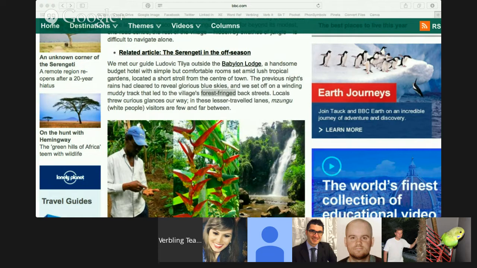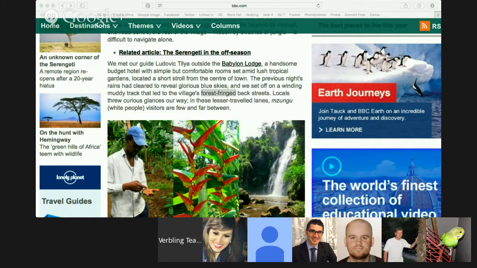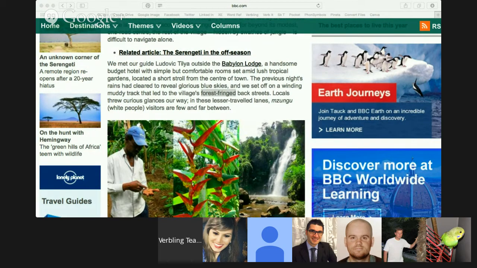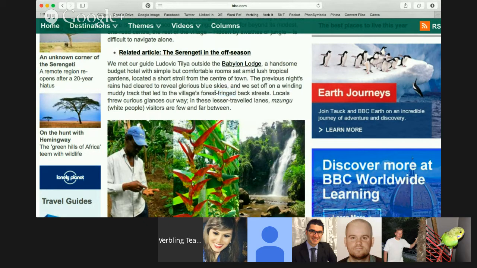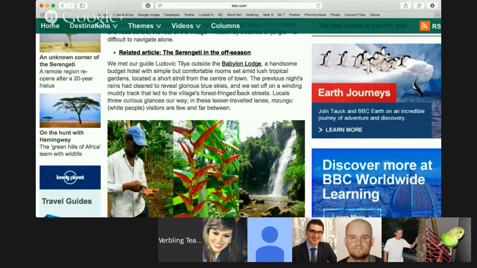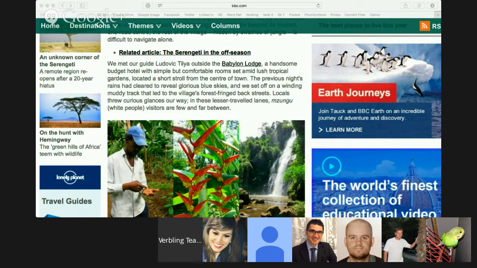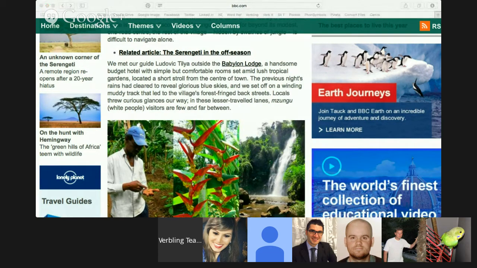But a fringe is also the edge of something. It could be the edge of some clothing. If your clothing has a fringe, it will have maybe tassels on the edge of it. So a fringe is like an edging. So a forest-fringed back street means that the edge of the back streets has forest. It's where the forest meets the street. Okay. Any other questions?